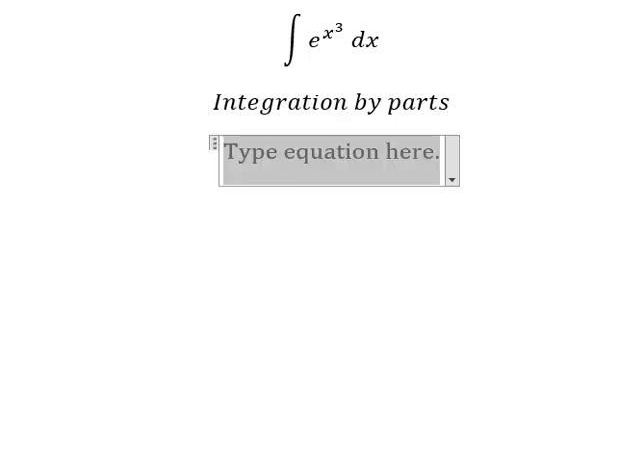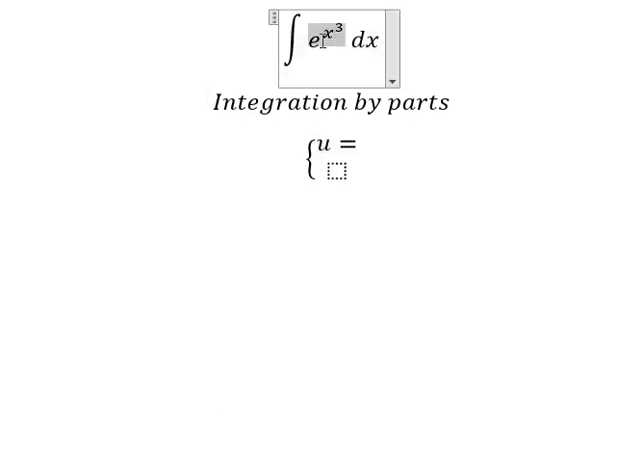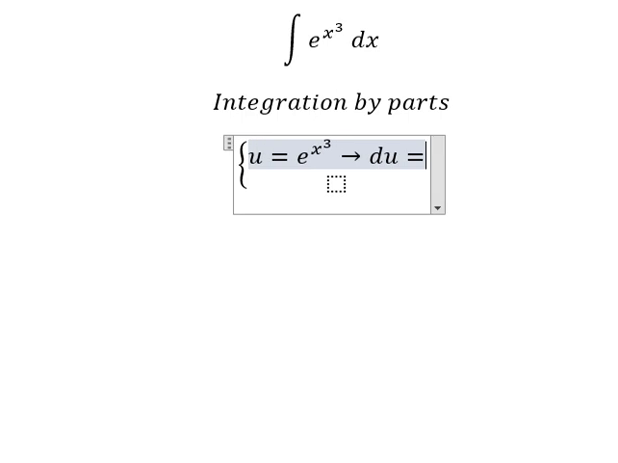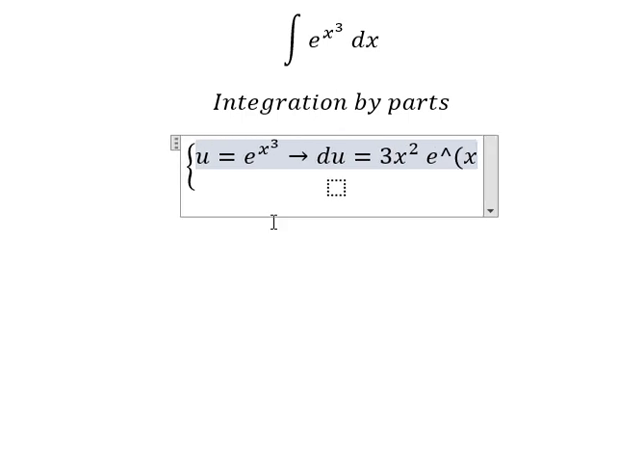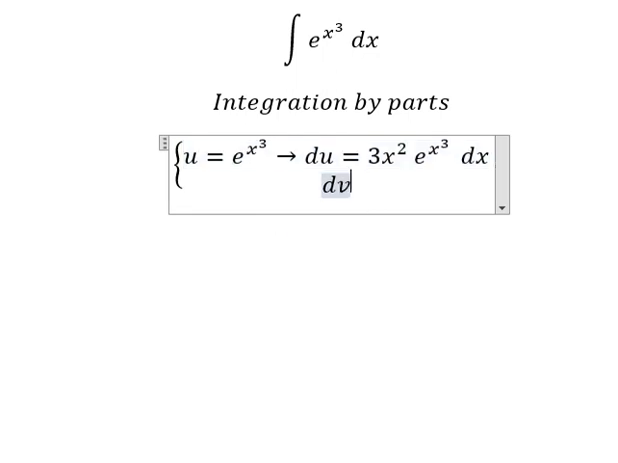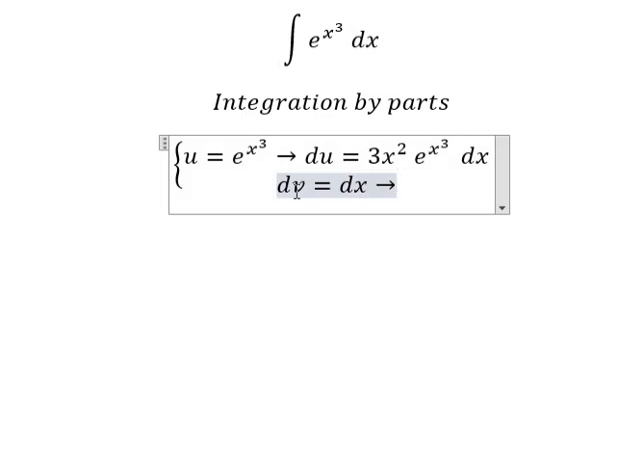So I will put u equals to this one. Later we need to do the first derivative for both sides, and we have 3x squared e to the power of x to the power of 3 dx, that is about dv. So the integration of this one, we have v equals to x.